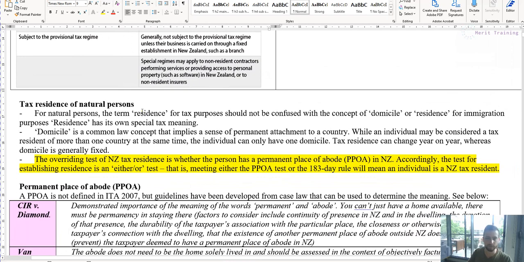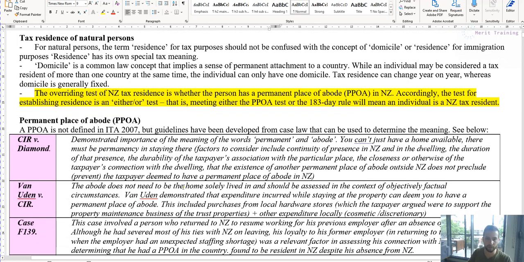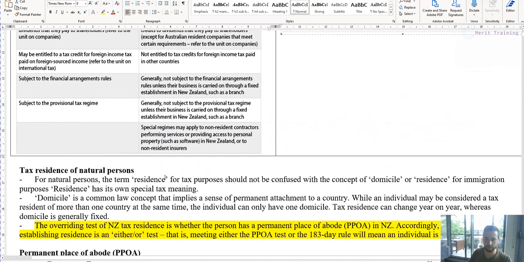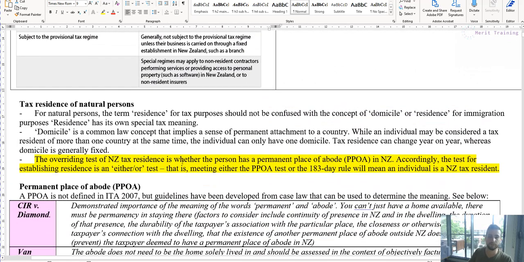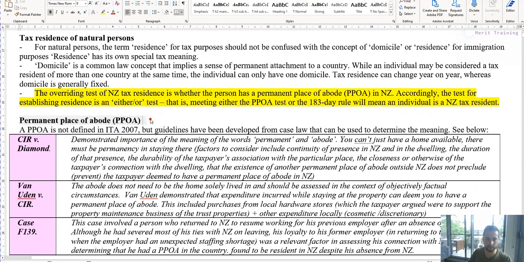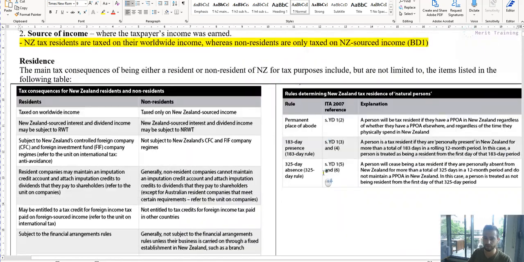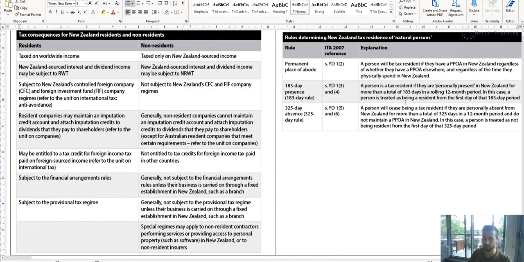Okay, so just before we start going through this PPOA, there's a couple of other terms which are important. So domicile and residence. It's not as important as the PPOA definition. This is the critical test. And as you can see here, the overriding test is whether the person has a PPOA in New Zealand. And this is just saying what I mentioned before, that these time rules don't matter if they have a PPOA. So this is the primary test. And if they don't have a PPOA, then you can start considering these rules, because otherwise, it doesn't matter how much time they spent. If they have a PPOA, then they're a tax resident.